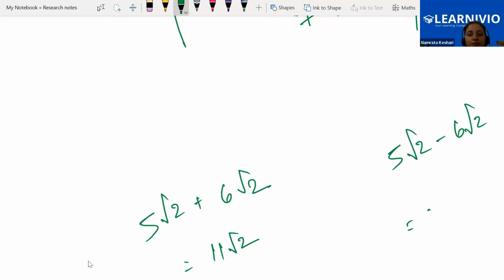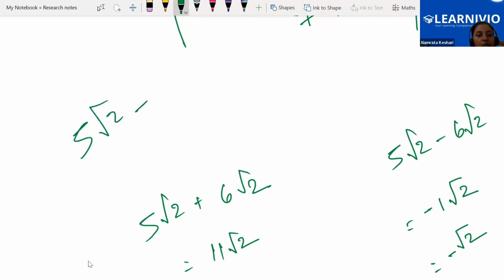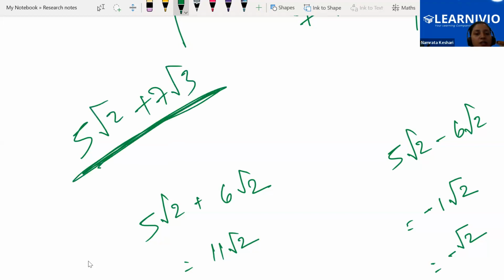1 root 2. Plus 1 or minus 1? Minus 1. Minus 1 root 2, which can be written as only minus root 2. Any confusion? No, ma'am. Are we able to do the addition of this also? No. Here we don't have like terms. Yes or no?